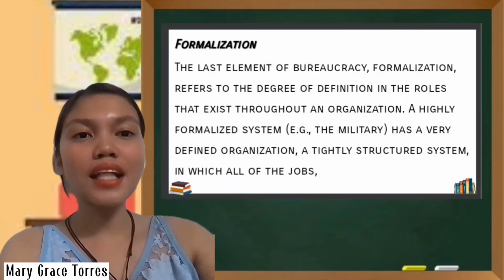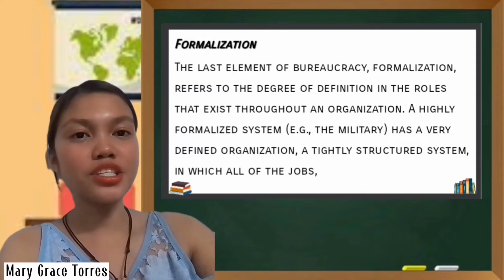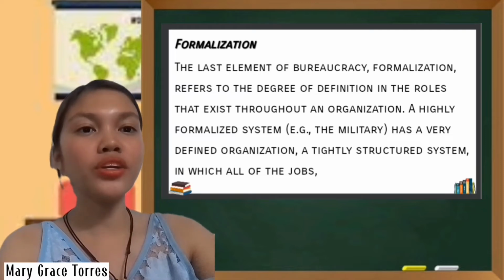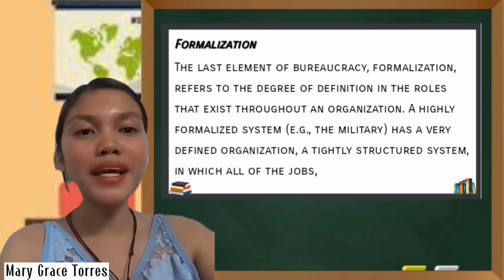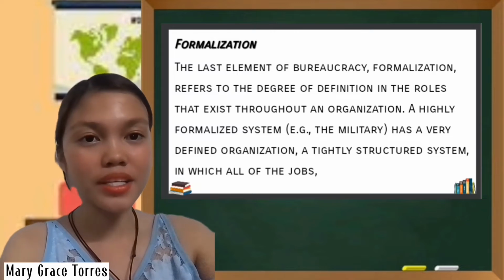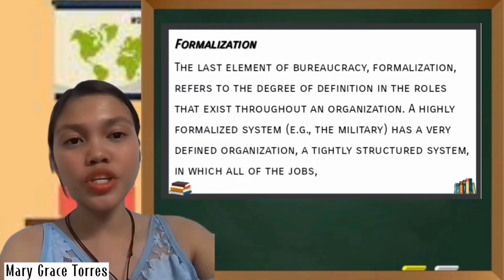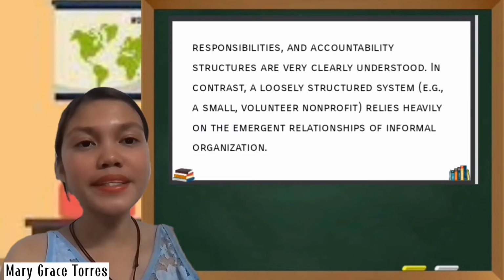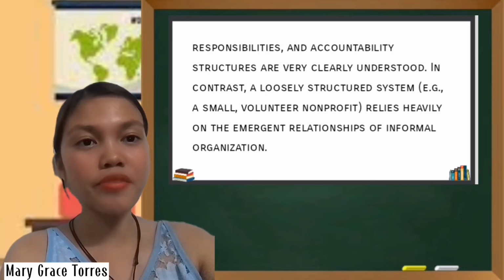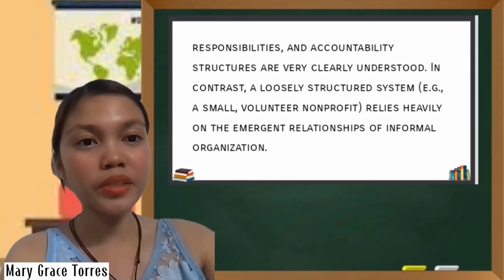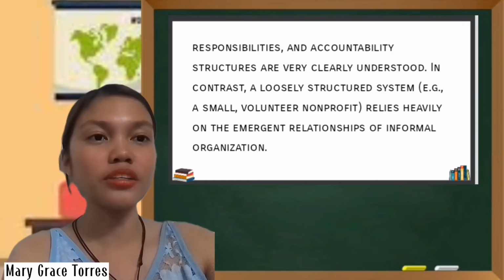Formalization. The last element of bureaucracy, formalization, refers to the degree of definition in the rules that exist throughout an organization. A highly formalized system, for example the military, has a very defined organization, a tightly structured system in which all of the jobs, responsibilities, and accountability structures are very clearly understood. In contrast, a loosely structured system, for example a small volunteer non-profit, relies heavily on the emergent relationship of informal organization.